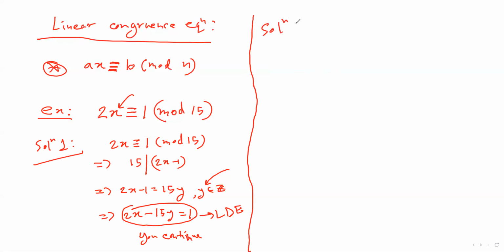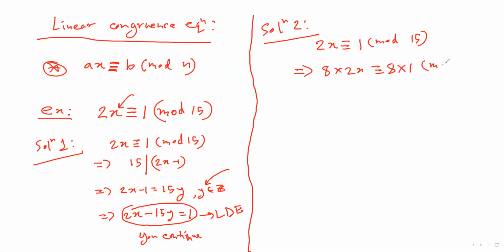But I'm more interested in solution 2, which uses modular arithmetic. So 2x is 1 mod 15. There are many ways to go from here. How we approach it depends on you, and how sharp you are about finding paths to minimize calculation. The best method I can think of from here on is to multiply both sides by 8. So 8 times 2x is congruent to 8 times 1 mod 15.